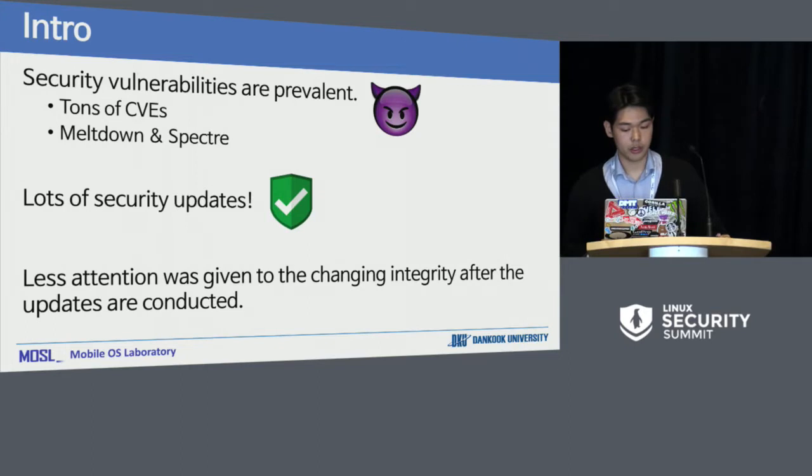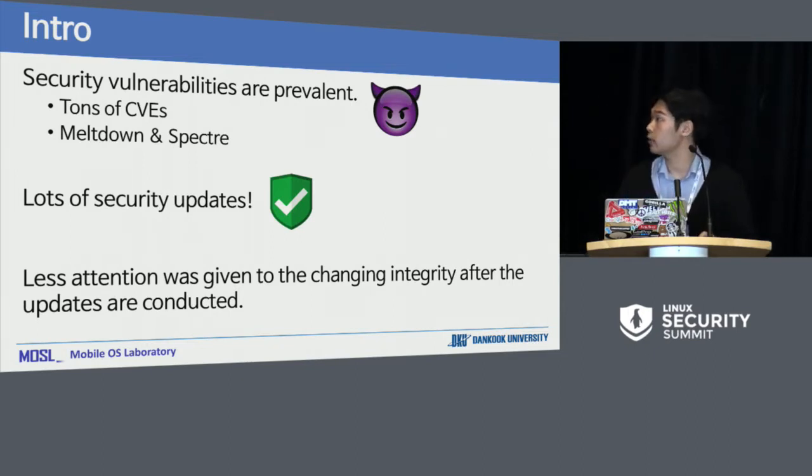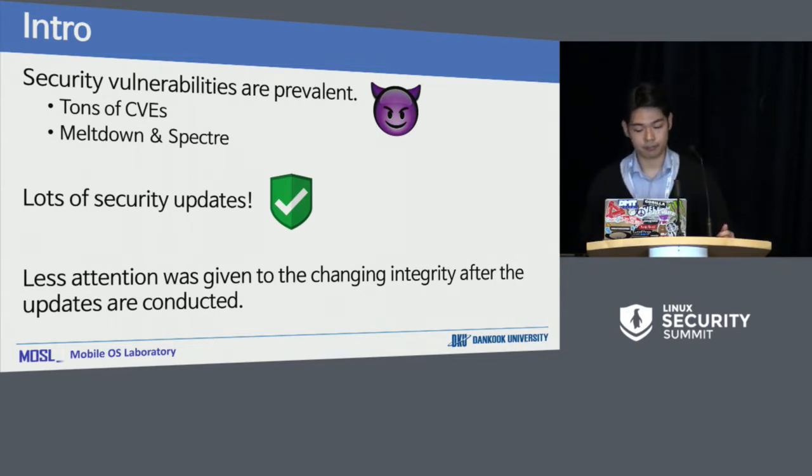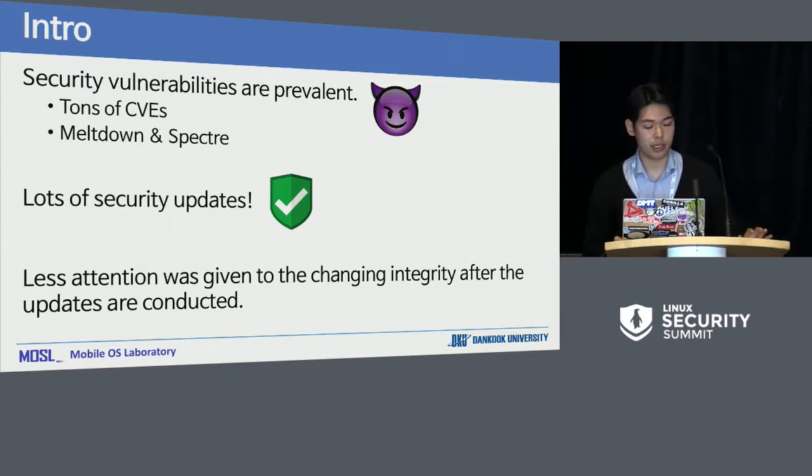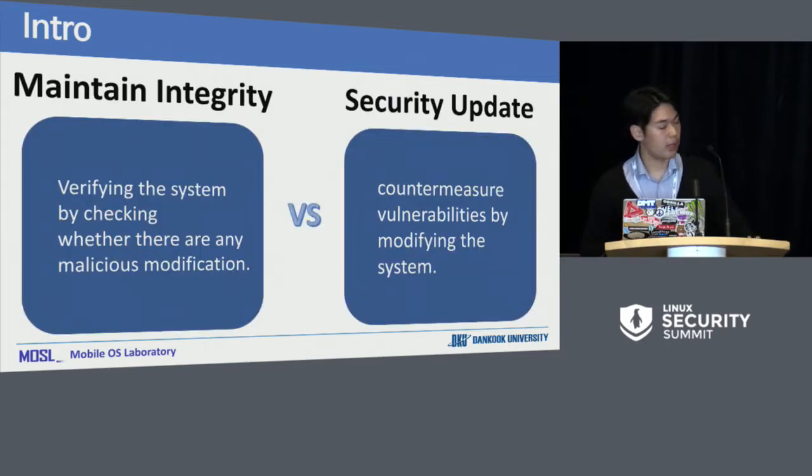To begin with, security vulnerabilities are prevalent, and we see thousands of new CVEs every day. For example, the recent announcement of Meltdown and Spectre has been causing a lot of trouble in the Linux society as well. And I saw Linux distros have been deploying a lot of security updates to countermeasure or at least mitigate such vulnerabilities. However, in my opinion, there was not much attention given to the changing integrity after those updates and ways to manage the updated integrity information.